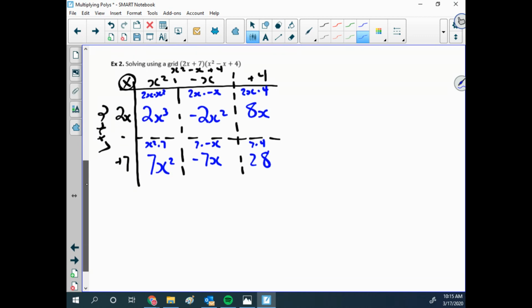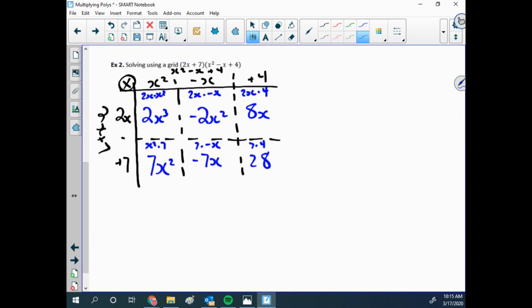Once I've multiplied out, it's similar to what we had to do previously, which is just combine my like terms. Again, on a grid, your like terms should be diagonally across from each other, but that's not always going to be the case, especially if you have multiple variables in there. So I could technically write this all out. It's 2x cubed plus 7x squared minus 2x squared minus 7x plus 8x plus 28. If you can just skip to the simplification, that's fine too with me.